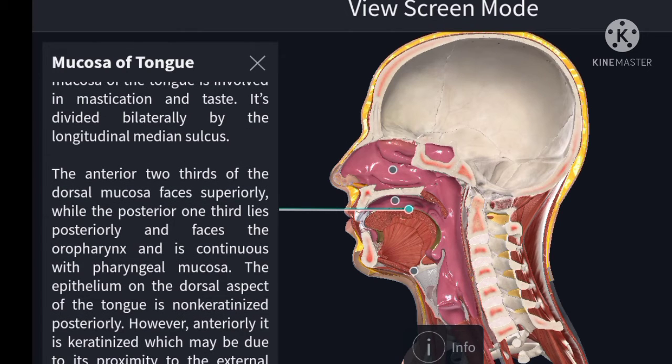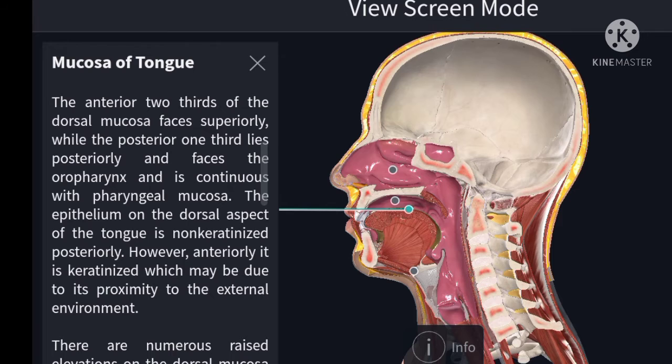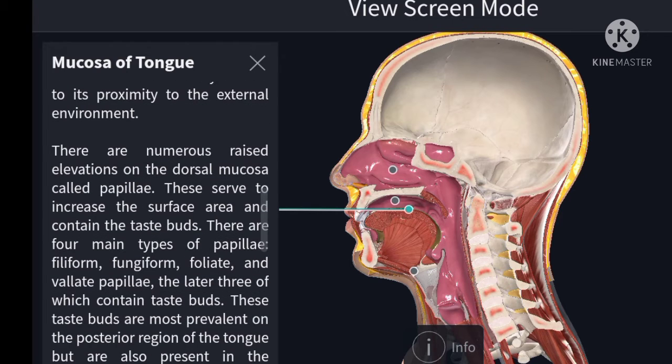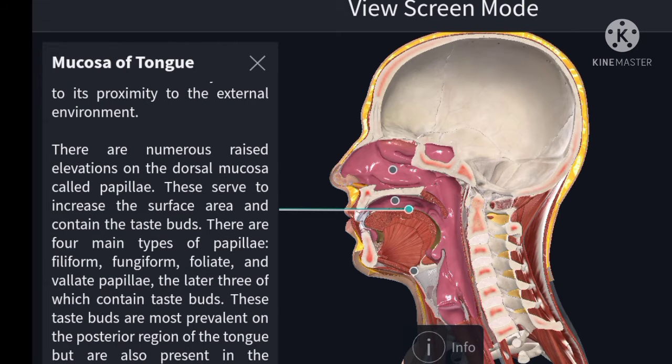continues with the pharyngeal mucosa. The epithelium on the dorsal aspect of the tongue is non-keratinized posteriorly, however anteriorly it is keratinized, which may be due to the proximity to the external environment. Now there are numerous raised elevations on the dorsal mucosa called papillae, as you already know, and these increase the surface area and contain the taste buds. There are four main types of papillae: first is the filiform, fungiform, foliate, and vallate papilla, right?